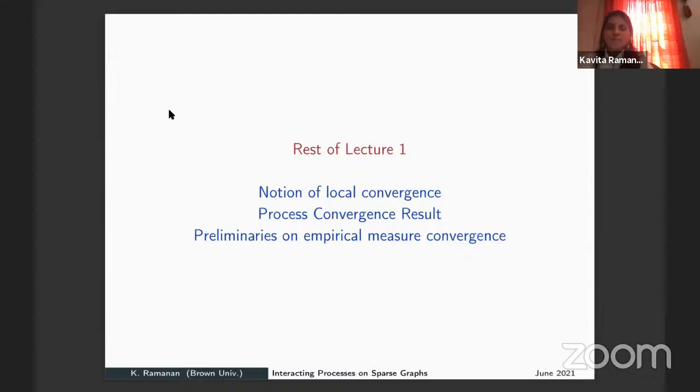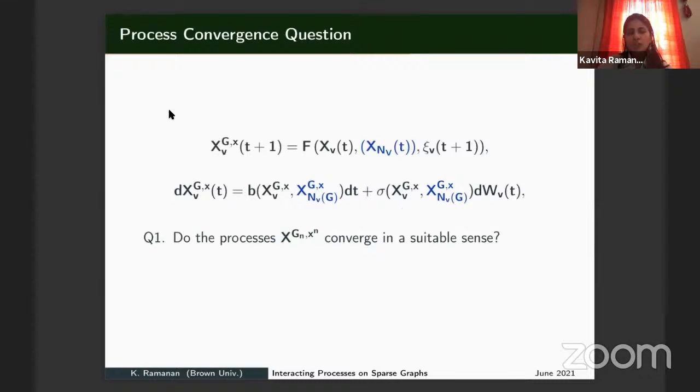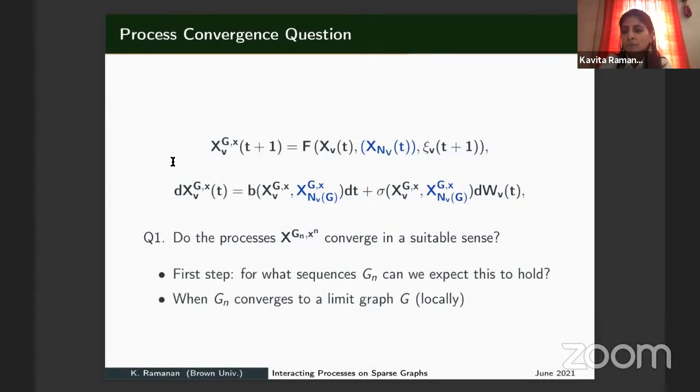Okay, so for the rest of lecture 1, I'm going to introduce what's called the notion of local convergence, talk about the process convergence result that answers question 1, and start on question 2. So of course, this is what we're looking at, either discrete time Markov chains or diffusions. And we want to ask if the process converges in a suitable sense. It's obvious in the complete graph case, or even the dense graph case, you didn't have to ask much about G_n. You just had to say that the number of vertices goes to infinity and then something loose on the degree in the case of dense graphs, right? You didn't have to worry about the structure of G_n and how it's converging.